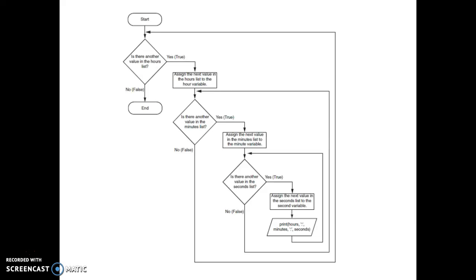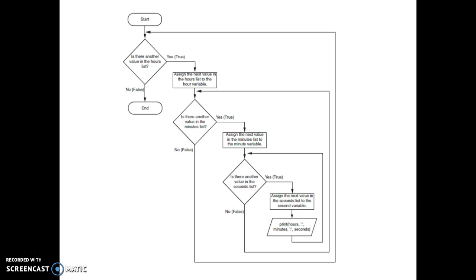This is a little diagram that shows this. At the beginning you start with a small oval, and the diamonds are decisions. So you go to the first diamond: is there another value in the hours list? If not, then you end. Otherwise, you assign the next value in the hours list to the hour variable. Then you do the next decision, which asks, is there another value in the minutes list?